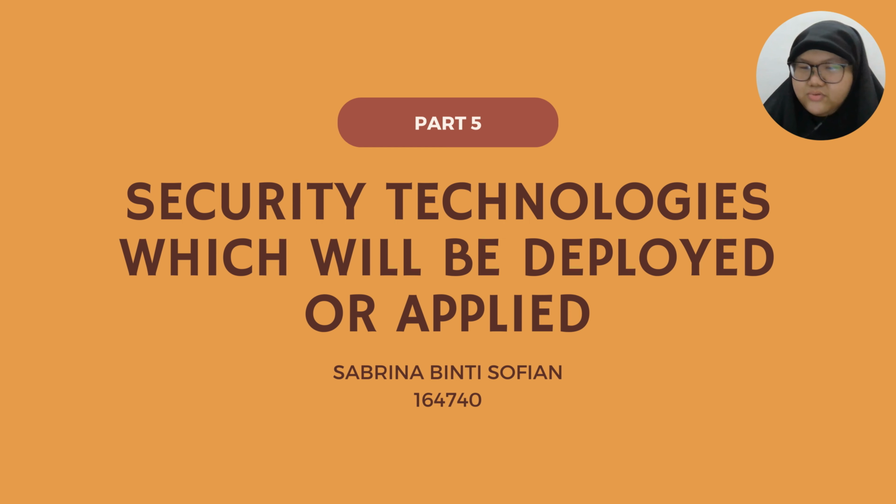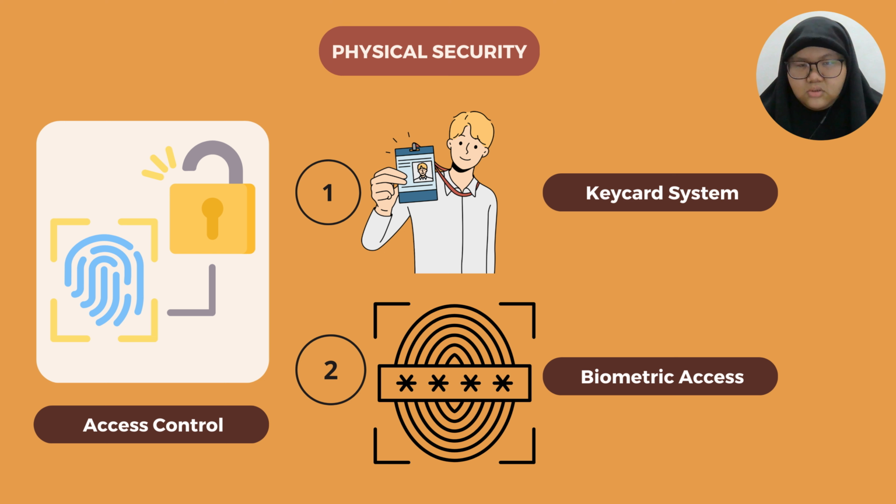Next, we will look through some security technologies which will be deployed or applied to the law firm. We divide it into different parts of security. Firstly, the physical security. We know that legal firms handle sensitive data and crucial documents, thus requiring physical security measures. We can implement access control. Therefore, staff will use keycards and biometric systems like fingerprint scanners for restricted areas.